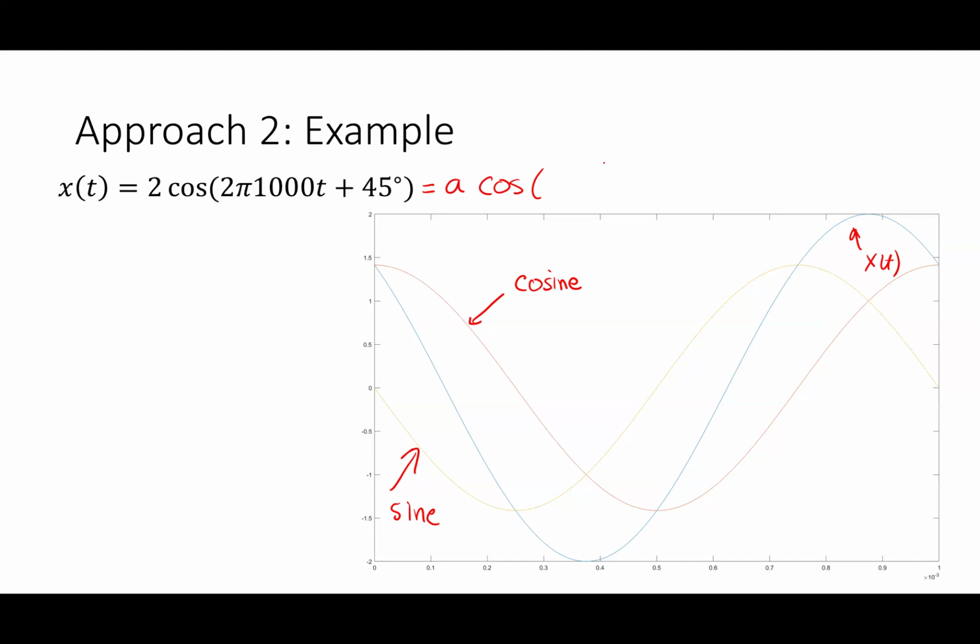What frequency should I put in here? Not A cosine omega t. What's the specific number I should put in there for the frequency? What's my omega? 2 pi 1000, right? You should know that. What's up, man? This guy, you mean?